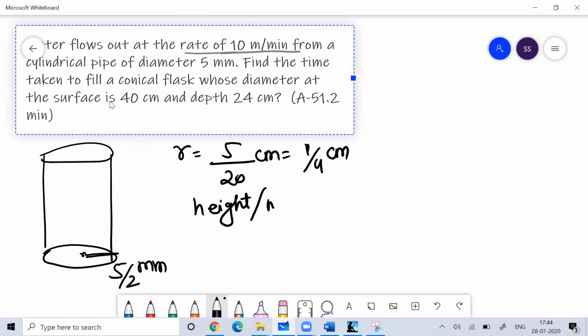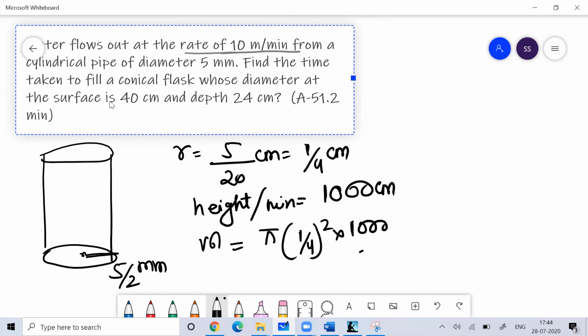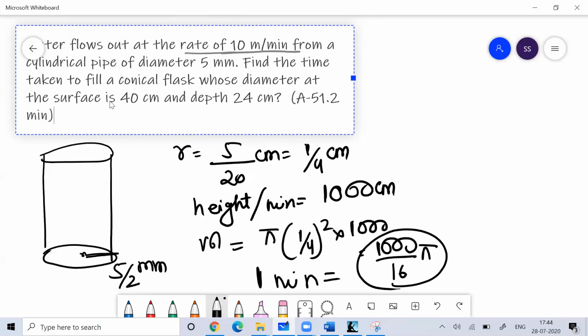So you can see the height in 1 minute. It is creating a length of 10 meter. So 10 meter I can write in centimeter. That is, 1 meter is equal to 100 centimeter, so 10 meter is equal to 1000 centimeter. With this I can find the volume. So the volume of the pipe, that would be pi into 1 by 4 whole square into 1000. So this is nothing but 1000 by 16 pi. This is the volume which is created in 1 minute.